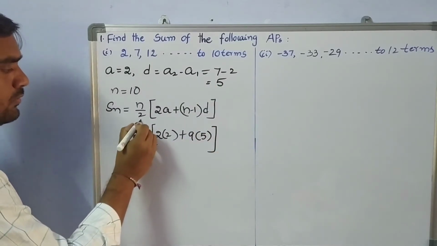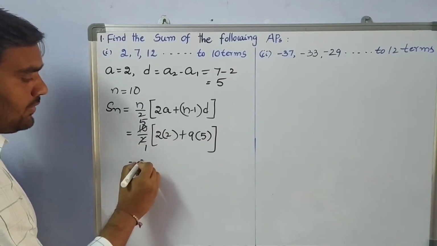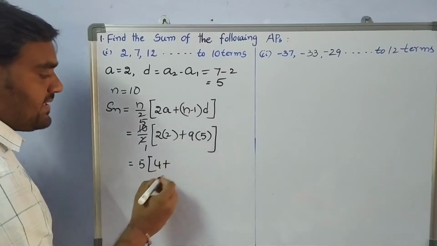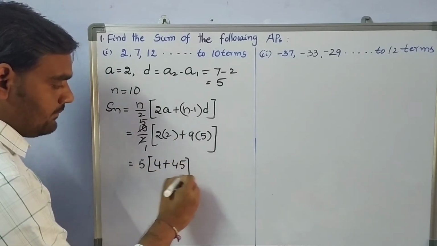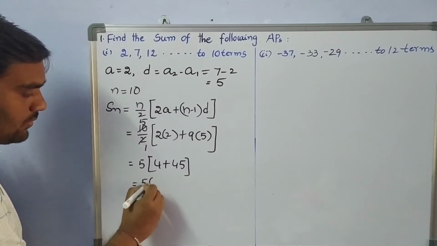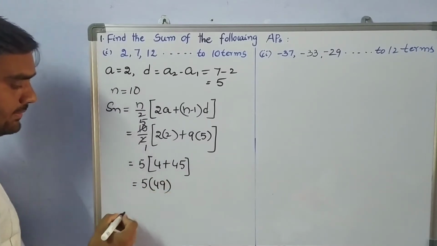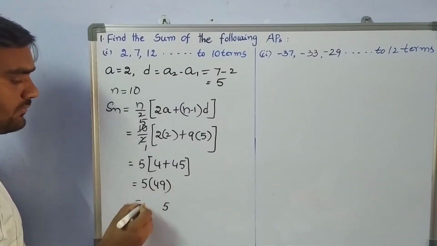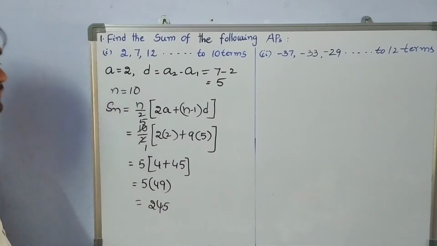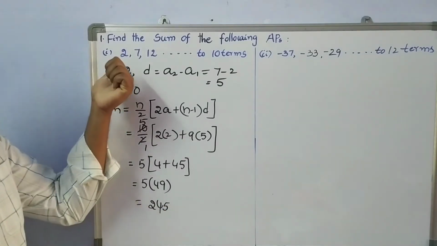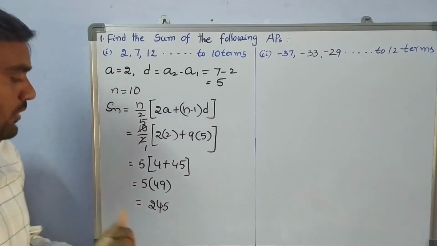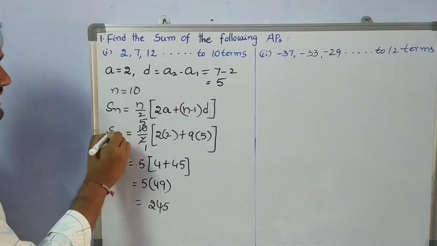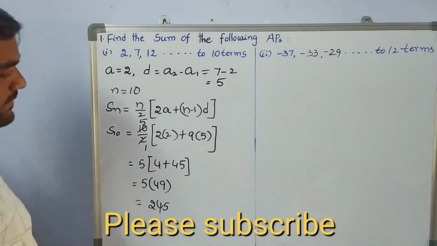Next, 2 ones are 2, 5 twos are... See here, 5 into 2 twos are 4 plus 9 fives are 45. Now you will get 5 into 49. Now 5 nines are 45, 5 fours are 20. So 245. The sum of the terms which are present in this arithmetic progression is 245. Next, see here, we need to write S10, up to 10 terms.